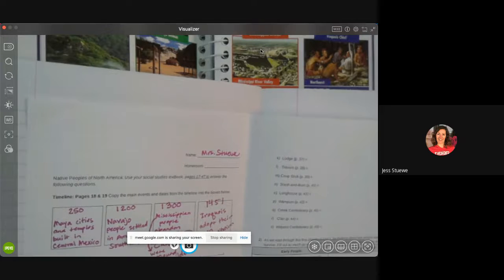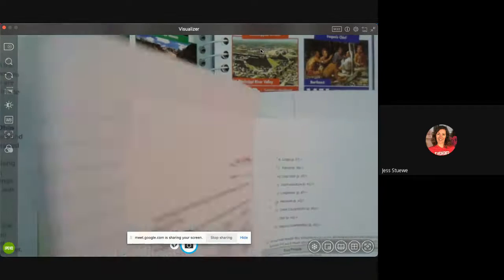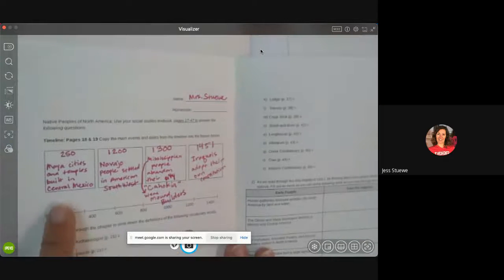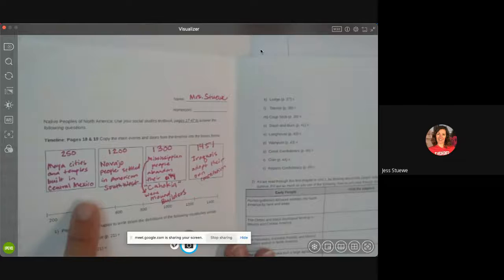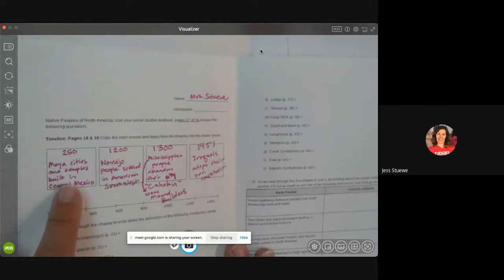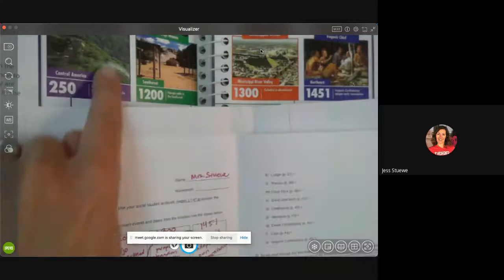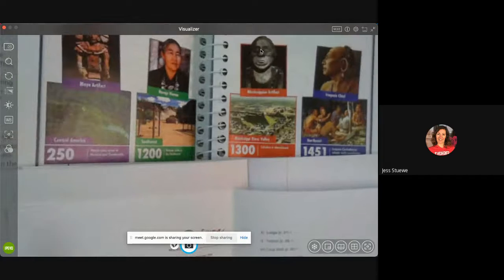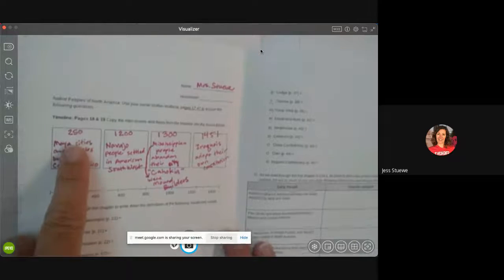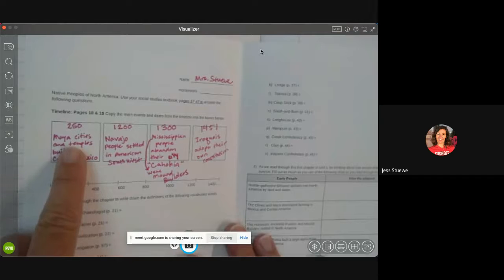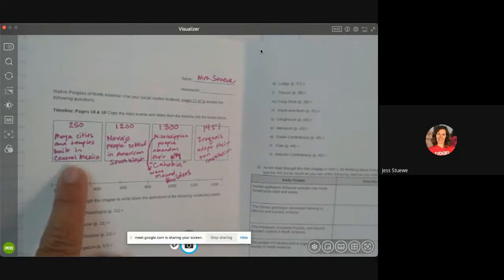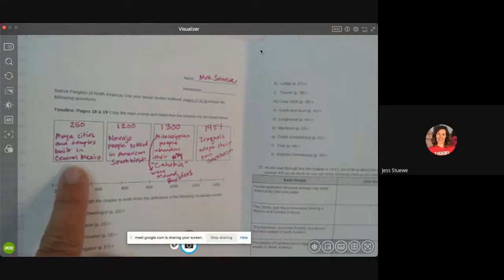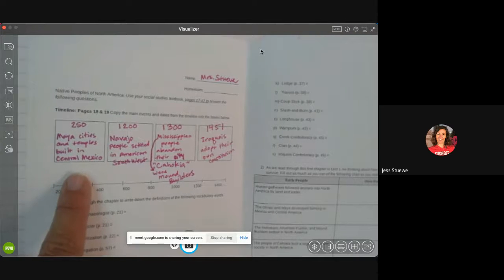Thank you. Okay, so we looked at these pictures on page 18 and 19 yesterday, and today we're just going to fill in this timeline. So in the year 250, we had looked at this green, lush forest yesterday, and we saw the Maya artifact on that same page. So in the year 250, we're going to write down: the Maya cities and temples were built in central Mexico. If you end up studying the Maya and the Olmec, they are some of the most ancient tribes of people that we will study.